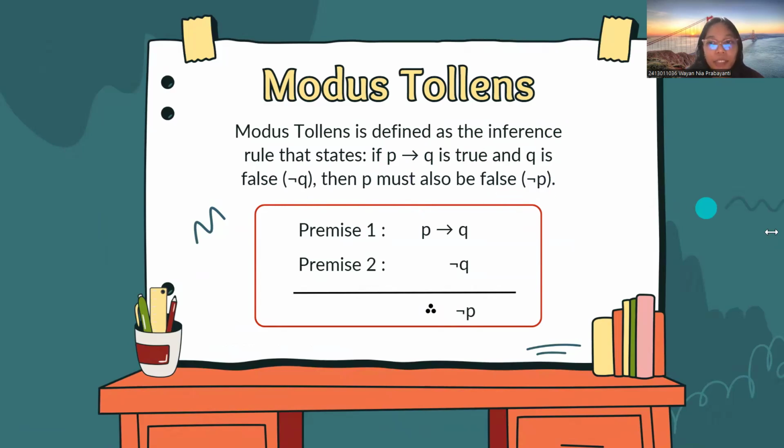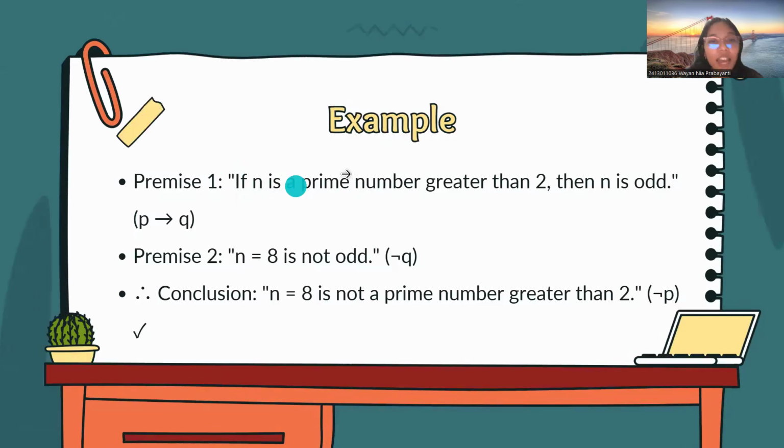For the example, premise 1 is: if n is a prime number greater than 2, then n is odd. This is the P and this is the Q. The premise 2 will be the negation of the Q: n equals 8 is not odd. So we have the conclusion: n equals 8 is not a prime number greater than 2.